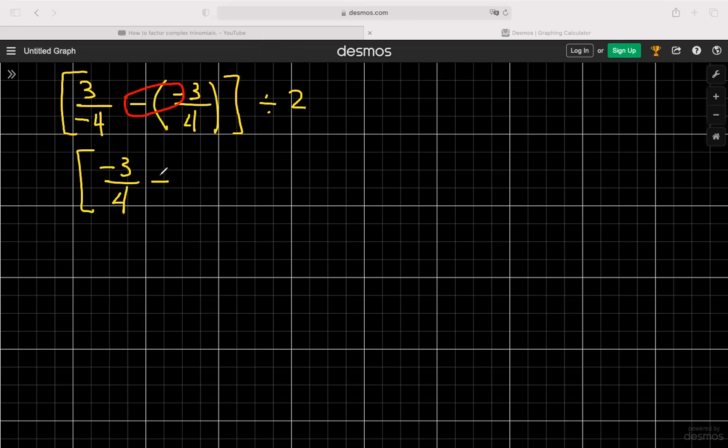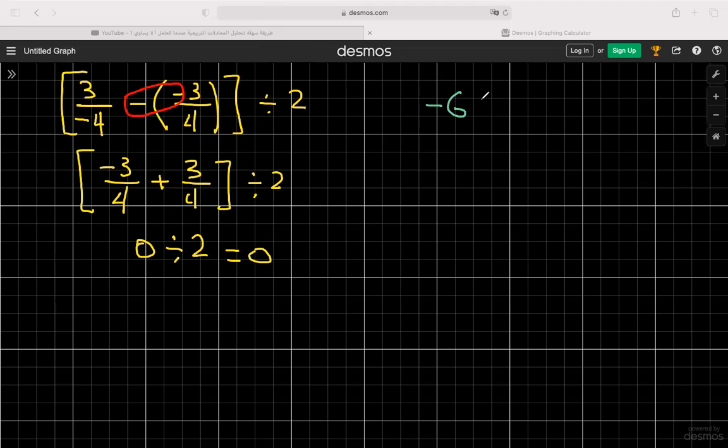Change this into plus 3/4 divided by 2. And -3/4 plus 3/4 is 0. 0 divided by 2 is 0. Next question.